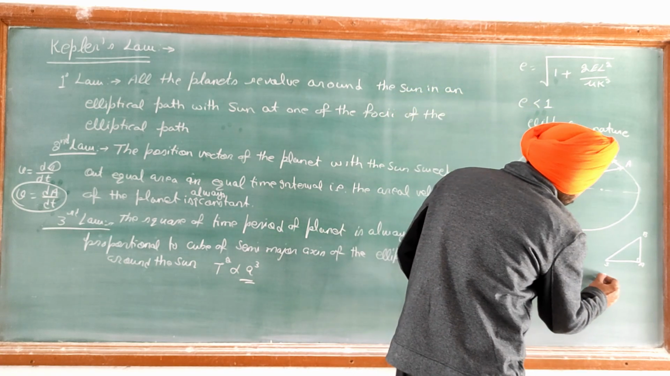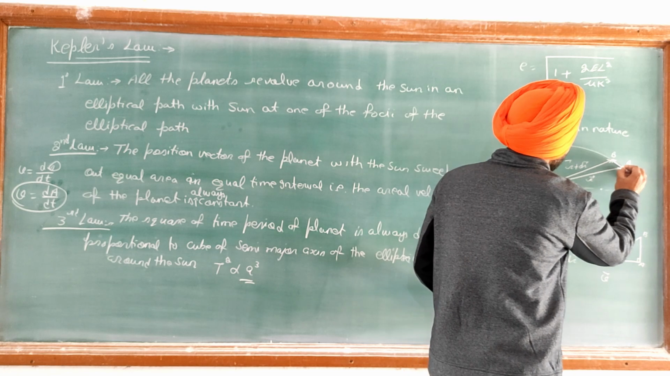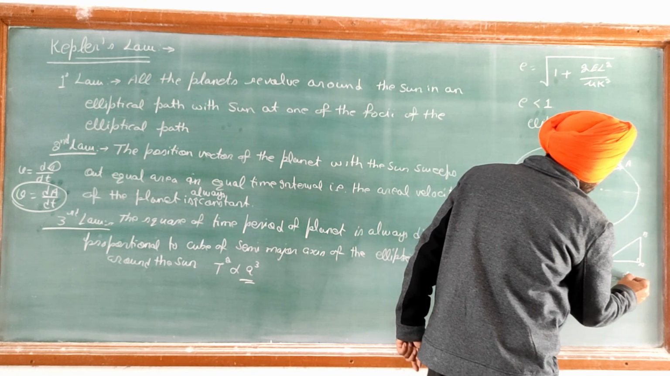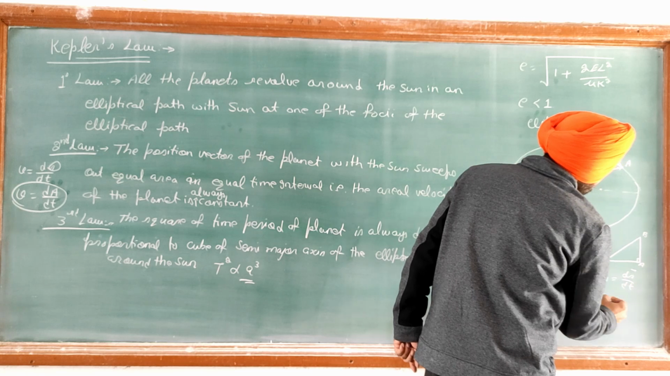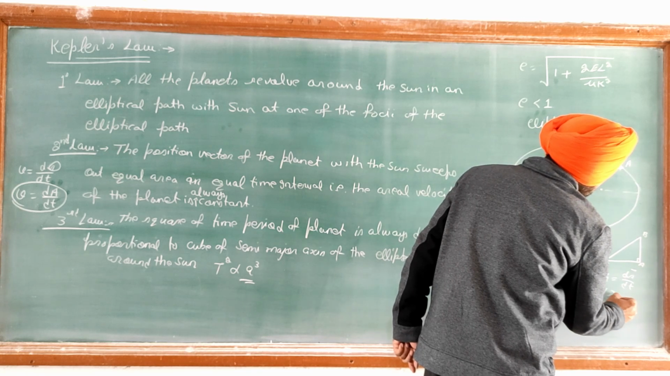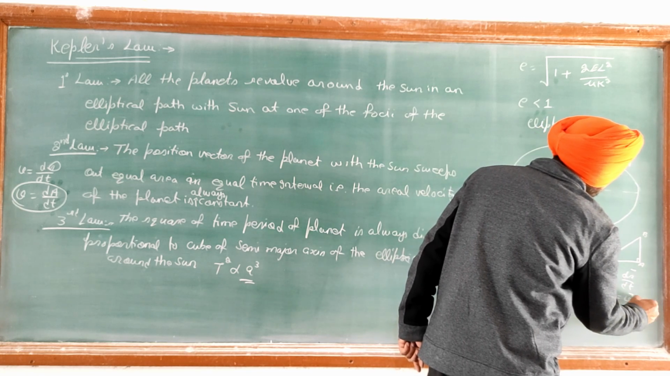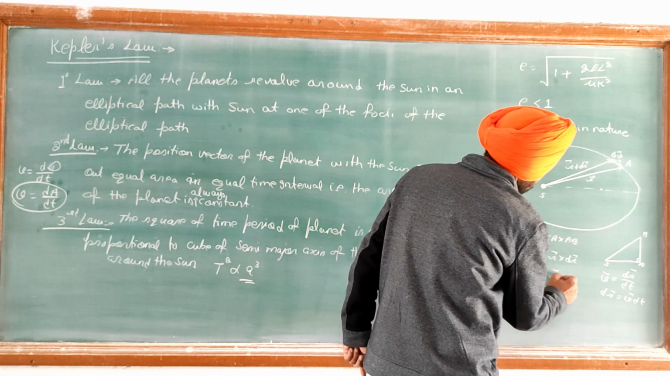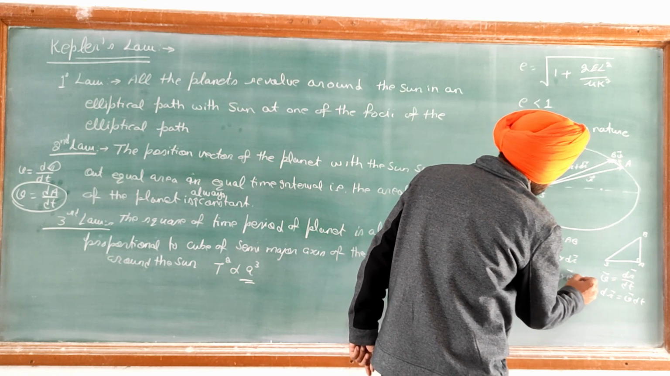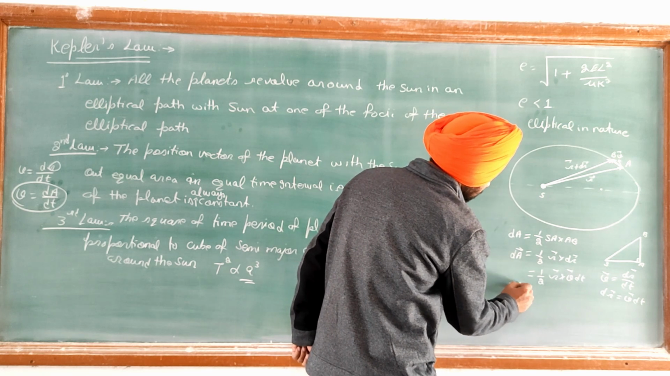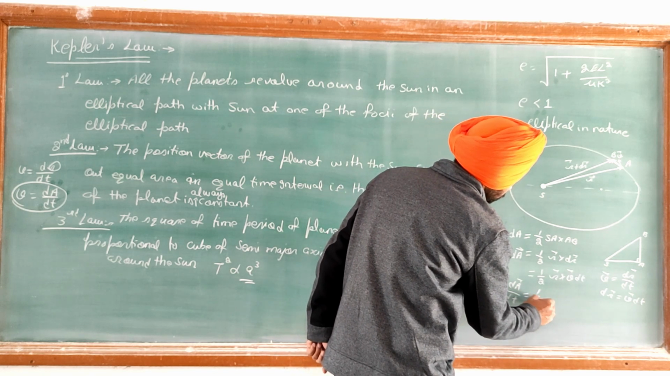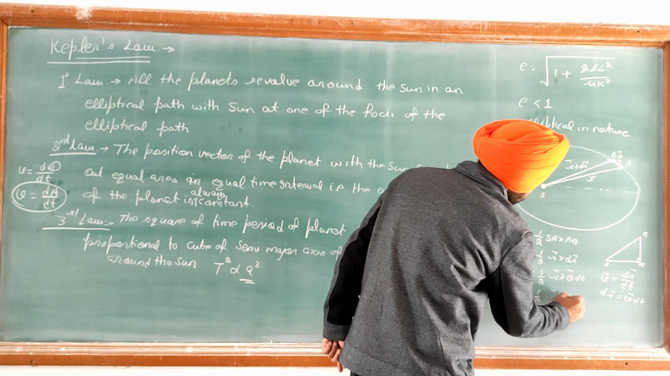Now we know V, the linear velocity, is dr upon dt. So we can write dr equal to V into dt. So we can write it as 1 upon 2 r cross V into dt. So we can rearrange it as dA upon dt is equal to 1 upon 2 r cross V.